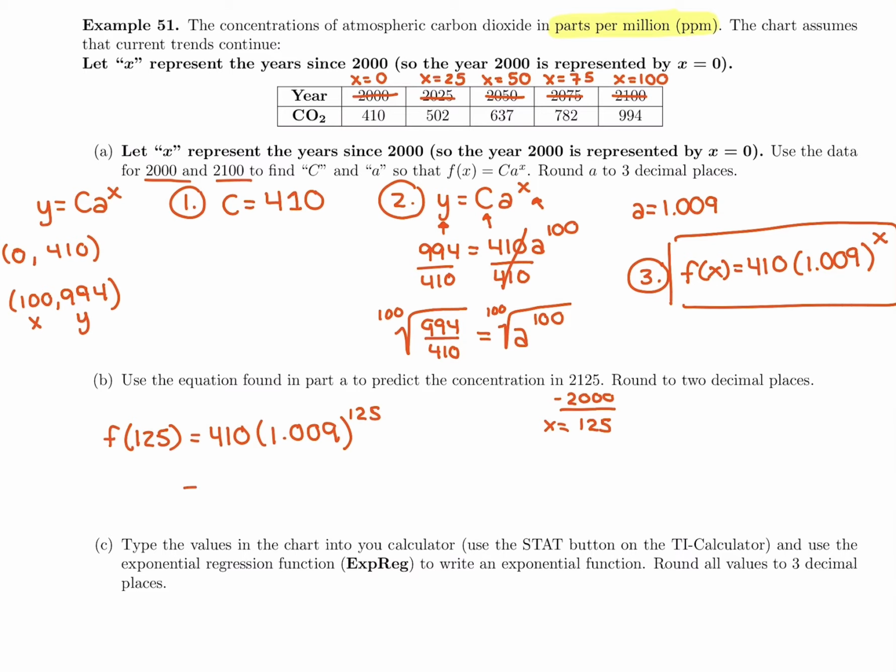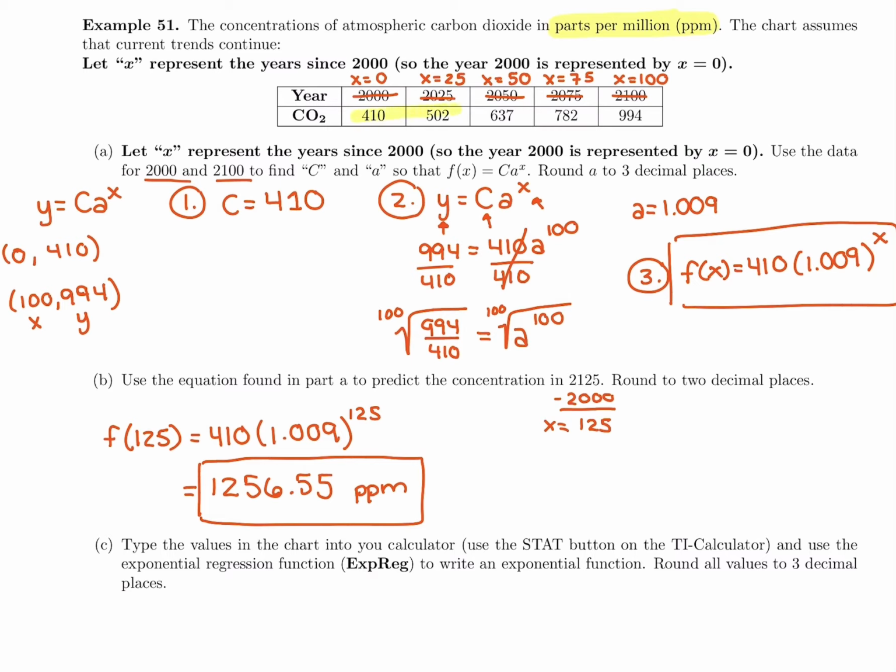It says round to 2 decimal places. So I'm getting 1,256.55, and this is carbon dioxide in parts per million. Now looking at the chart, I can see if my answer seems correct.